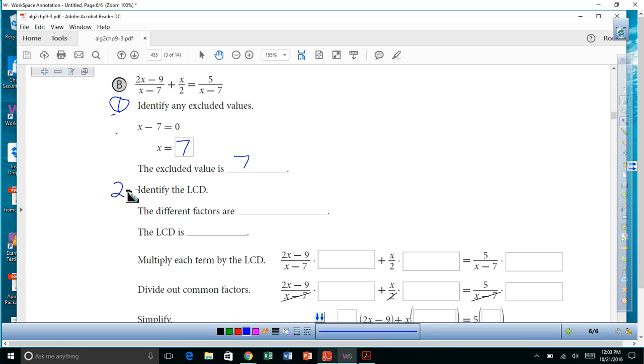Step 2, identify the least common denominator. Well, there are two different factors in the denominator. You have x minus 7 and you have 2. Okay? So the least common denominator is going to be 2 times x minus 7. 2 times x minus 7.